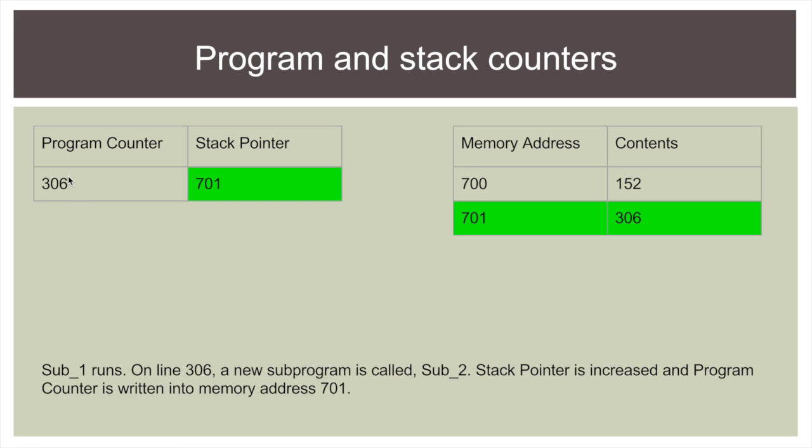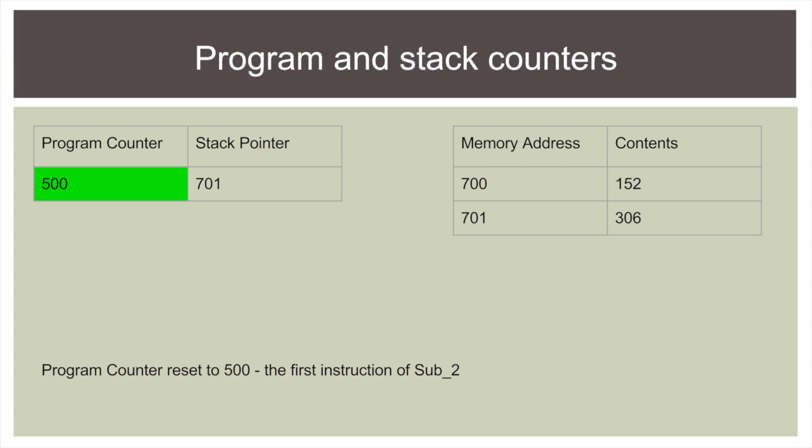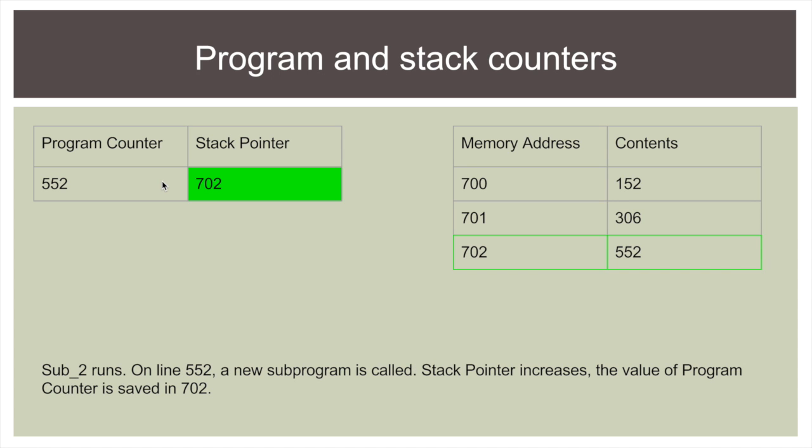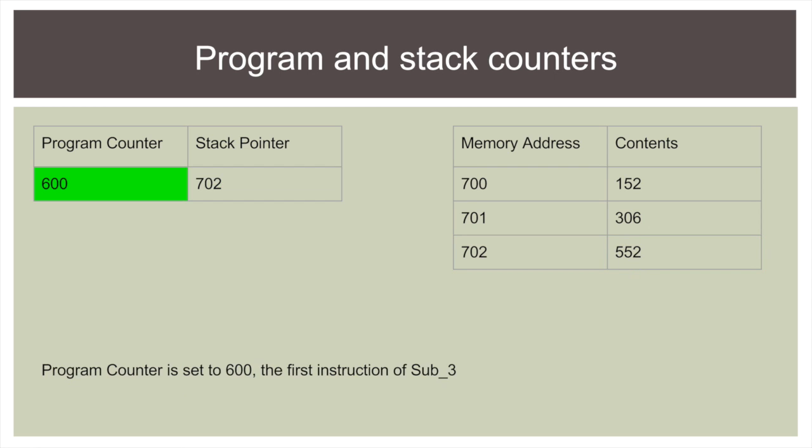As sub1 runs, it decides to also call a subprogram called sub2. Okay, the stack pointer is increased to 701 to indicate we're looking at a new section of the stack, and we write the new program counter 306 to 701, and the program counter is reset to 500, the first instruction of sub2. As sub2 runs, it also calls a subprogram sub3, and it calls it on line 552. So the stack pointer is increased to 702. The contents are changed over here to be 552, 702. And the next step, we can see the program counter is reset to 600, which is the first instruction of sub3.